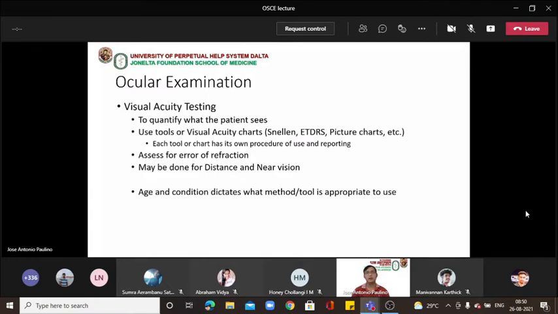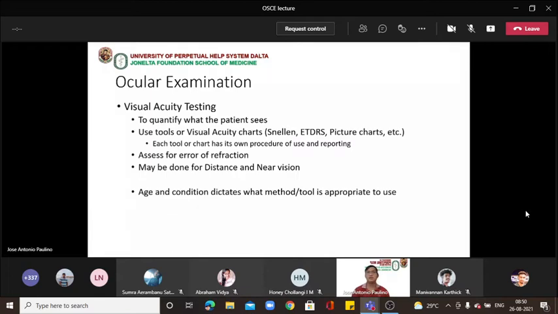The ETDRS chart is what we use for research. Picture charts are for those who cannot read and for children. And if we don't have any charts, we may use our fingers, certain lights, and objects. So we must remember that each tool or chart has its own procedure of use and reporting.